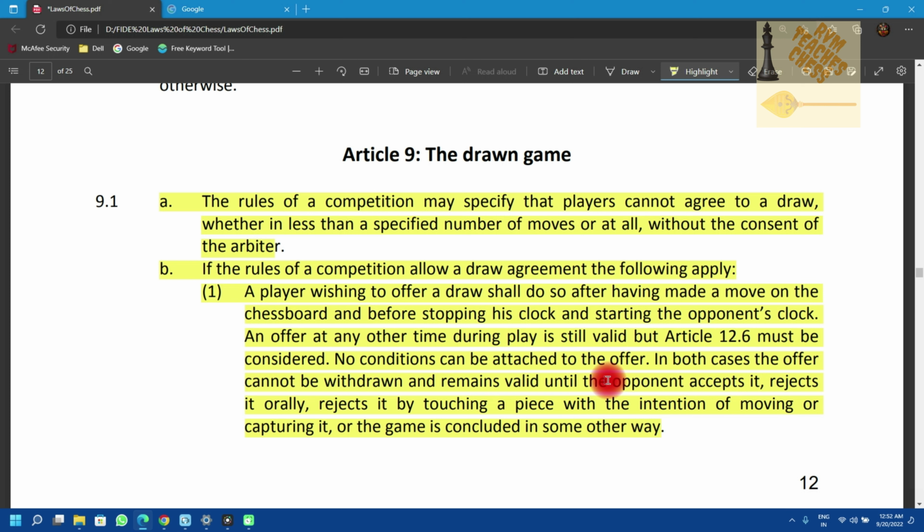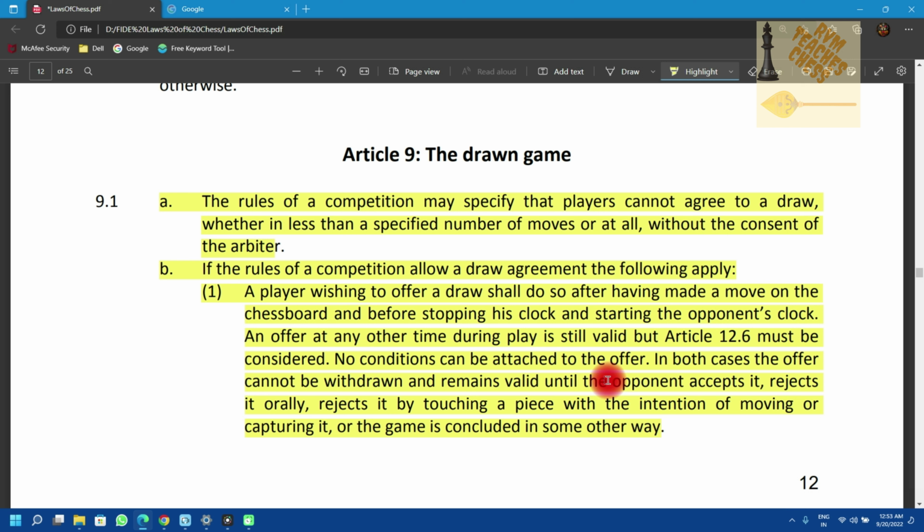So what you do is, say that after 23 moves you would like to ask for a draw offer to your opponent. You can make your move, but before pressing your side of the clock, you can make a draw offer to your opponent, and once you have made the draw offer, he has the right to accept it or to reject it, and he can do that in two ways.